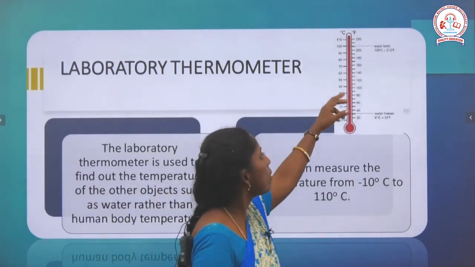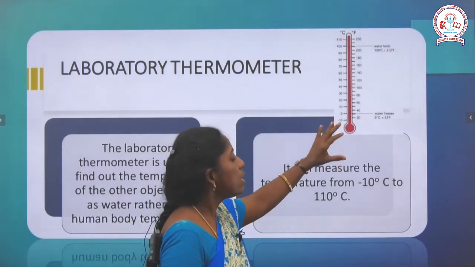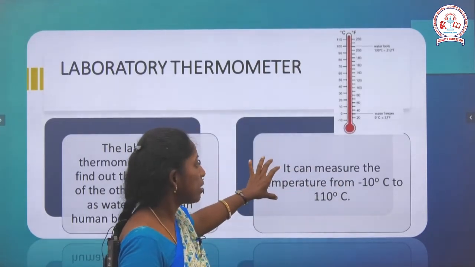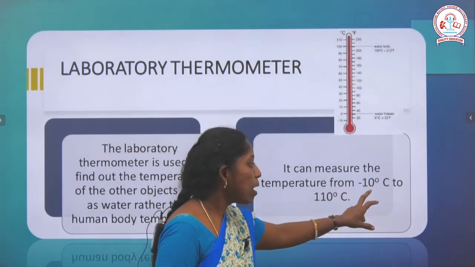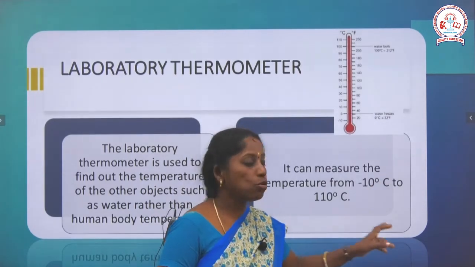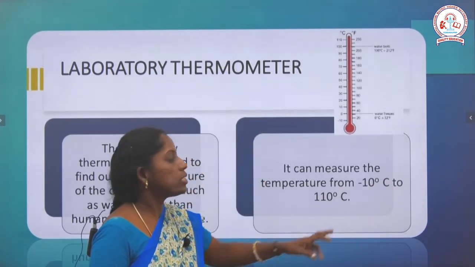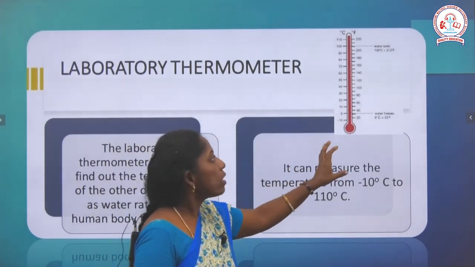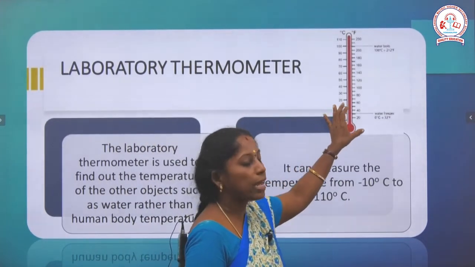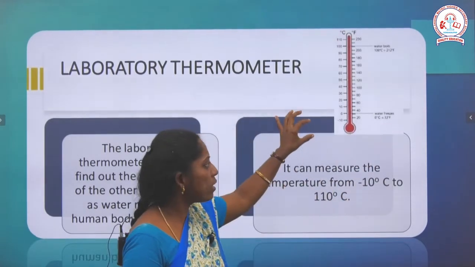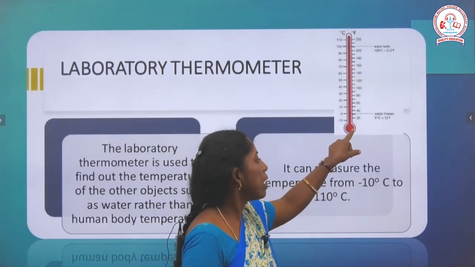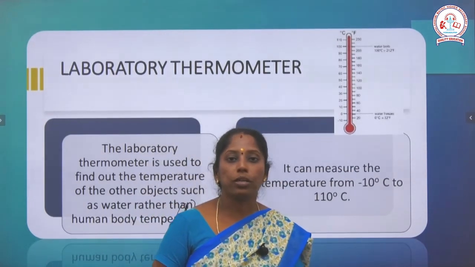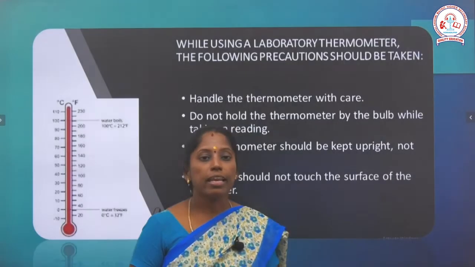This is the structure of the laboratory thermometer. It is the same as the clinical thermometer, but the range will be different. It can measure the temperature from minus 10 degrees Celsius to 110 degrees Celsius, up to that. That is the range of the laboratory thermometer. This is also made up of a glass tube only. At one end of that there will be a glass bulb. That is made up of the same metal, mercury. Okay, the one and only liquid metal.